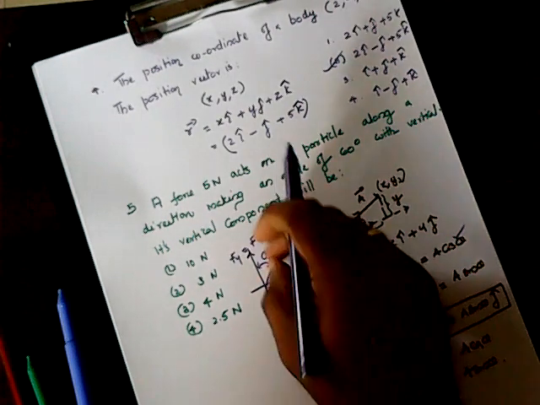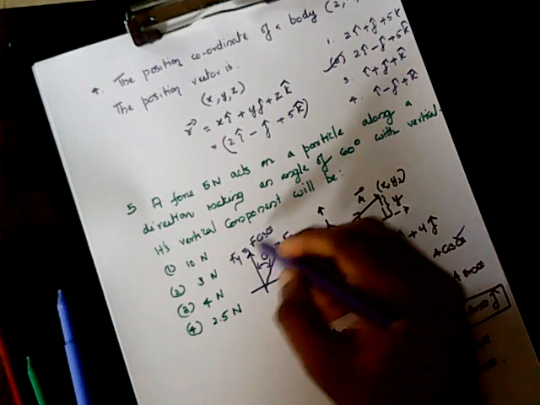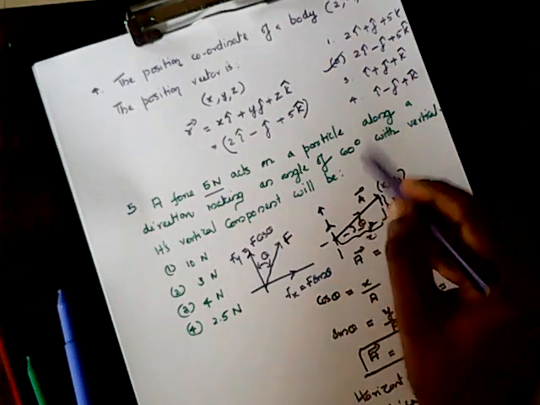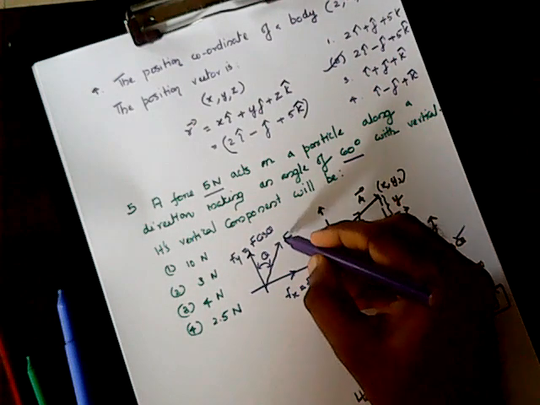So always, the adjacent component is the cos component. That is very important. So while using that concept, we can say, here the 5 Newton force is acting at an angle of 60 degrees with the vertical. So theta is 60 and F.